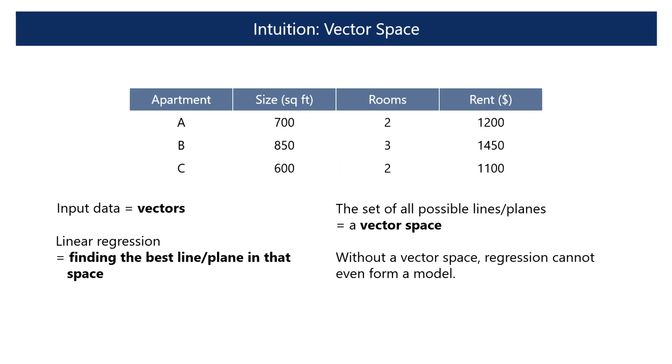So, in the context of vector space, our input data are vectors. Linear regression is to find the best line or plane in that space. The set of all possible lines or planes is a vector space. Without a vector space, regression cannot even form a model.